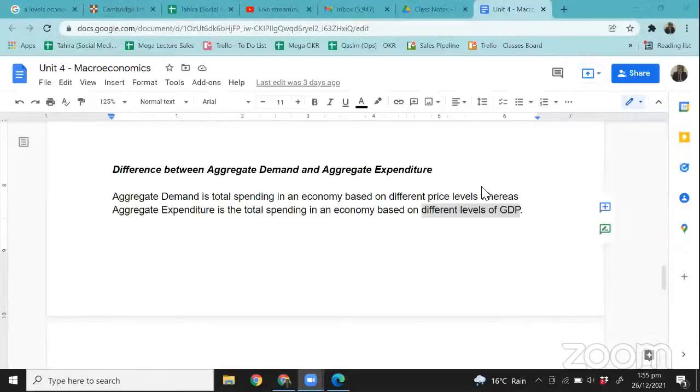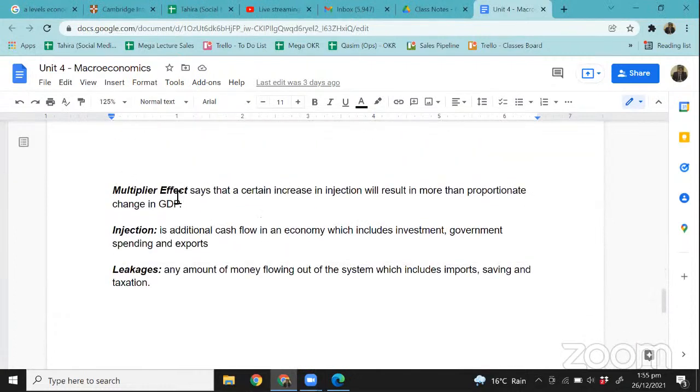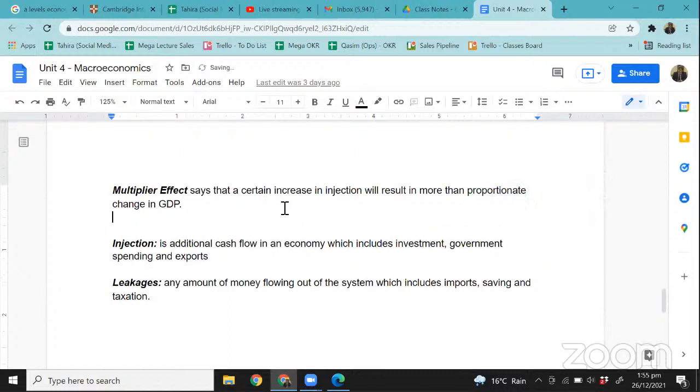Now let's go back and quickly write down the definition if we haven't yet, right? What is the multiplier effect and why is it important for us to calculate? So think about this. The multiplier effect says that a certain increase in injection will result in a more than proportionate change in GDP. Now, what is more than proportionate? More than proportionate means that if investment is increasing by, let's say, 5 million, then your GDP would increase by something more than $5 million, right? Does it make sense?